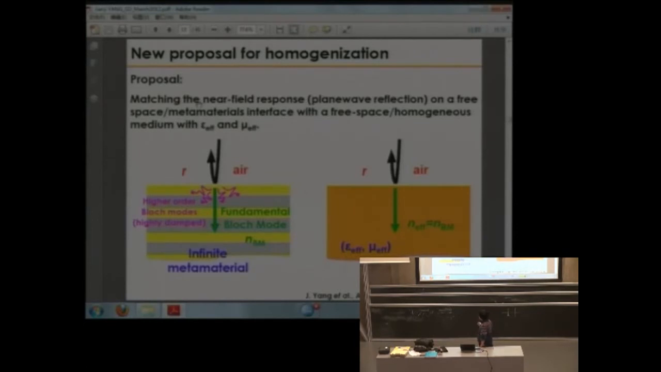Inside the metamaterial, we simply take the effective index of the fundamental block mode as the effective index of the structure when all the high order block modes are highly damped. And the plane wave reflection of this interface can offer some information about the impedance of this metamaterial. So we can further derive the effective parameters for this metamaterial. We test this proposal with a very famous example, which is the optical fishnet metamaterial, in the following.